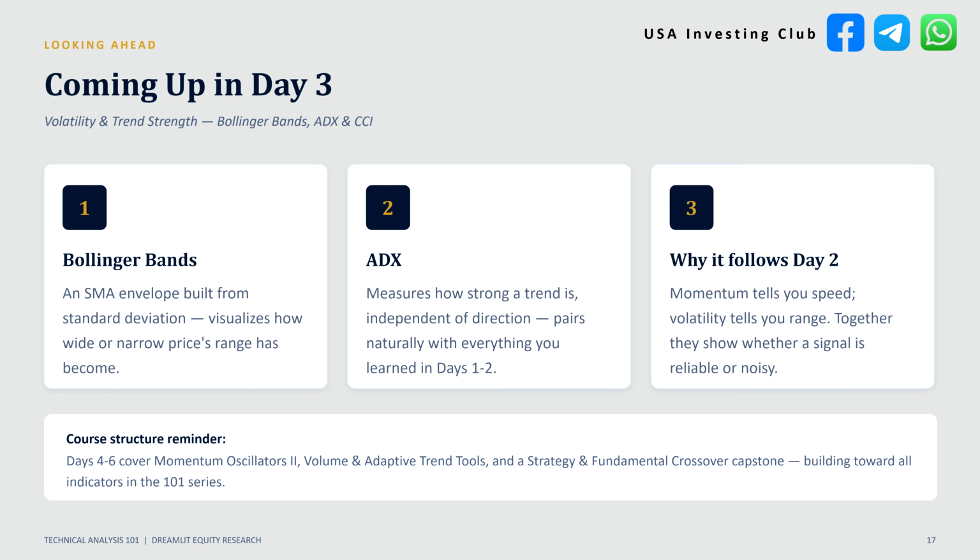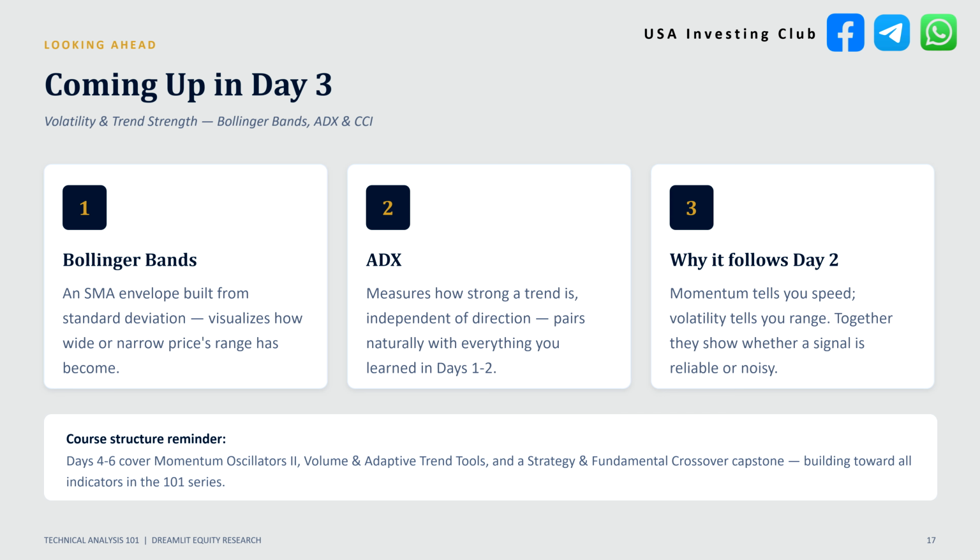Looking ahead to day 3, volatility and trend strength, covering Bollinger Bands, ADX, and the Commodity Channel Index. Bollinger Bands are a simple moving average envelope built from standard deviation. They visualize precisely how wide or narrow a stock's trading range has become. ADX measures how strong a trend is, completely independent of its direction, and it pairs naturally with everything you've learned across both day 1 and day 2.